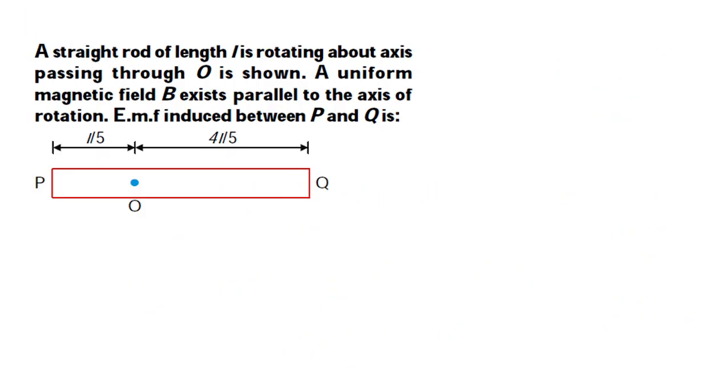Do this question. A straight rod of length L is rotating about an axis passing through some point. The uniform magnetic field exists parallel to its axis of rotation. Fine, parallel to the axis of rotation. Now, what is the EMF induced between P and Q?